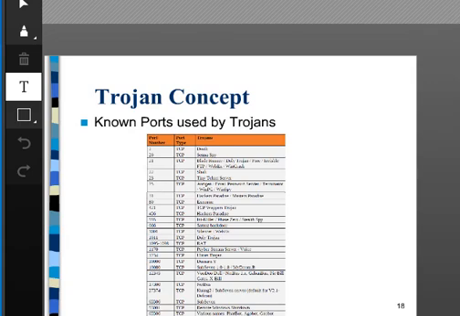Okay? Hence, knowing these port numbers may help any IT security admin to detect if the system is infected or not. Okay.